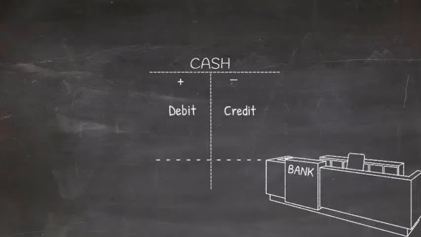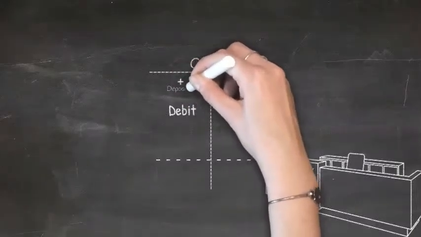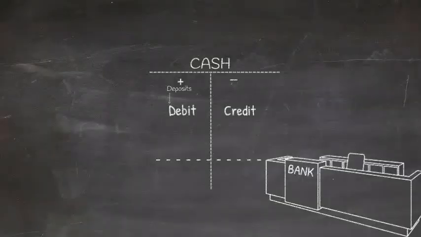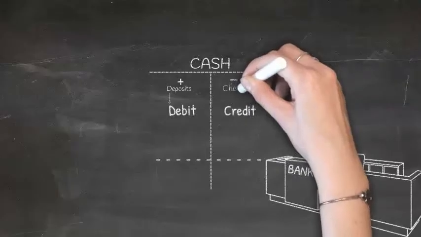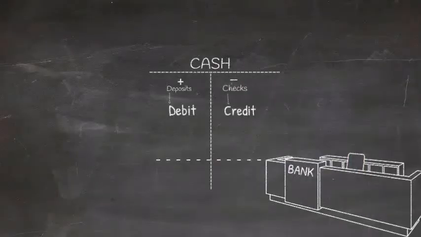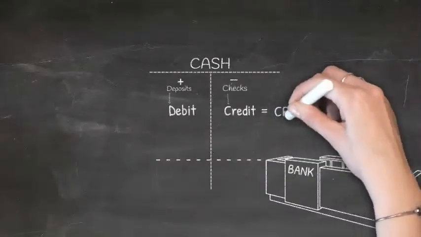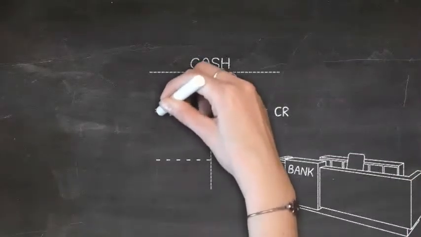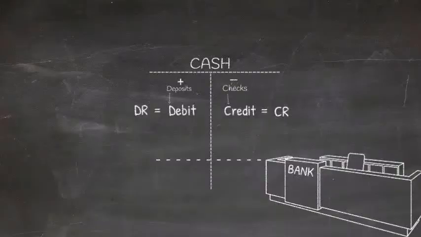A quick trick to remembering which side is the positive side of the cash account is that deposits add to an account. D for deposits, D for debit. And checks subtract from an account. C for checks, C for credit. While I'm here, this is probably a good time to mention that we almost always abbreviate credit as CR and debit as DR. Yeah, I know there's no R in debit, but apparently there was in 1494, so we're stuck with it.